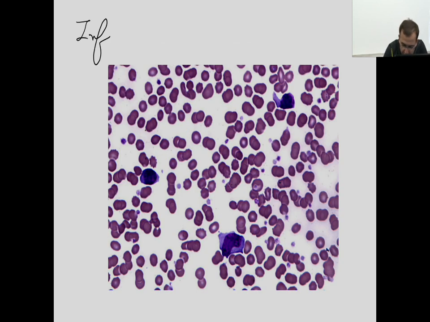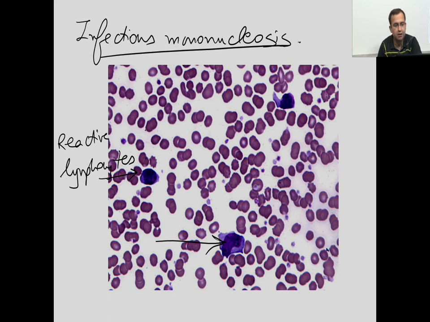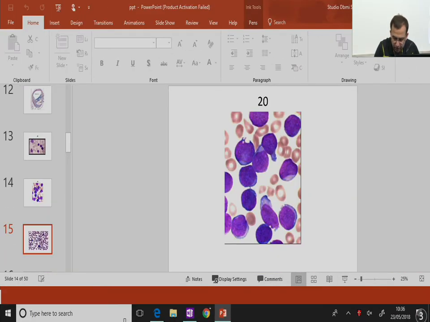Next is infectious mononucleosis, which shows the presence of reactive lymphocytes. All these cells are reactive lymphocytes. This microscopy or this image is again important. It shows reactive lymphocytes. So before we go further, let us have a look at infectious mononucleosis. This slide again is important.